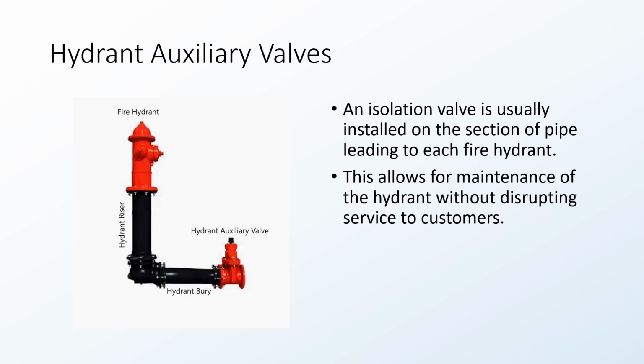Another type of valve you might see is a hydrant auxiliary valve. So when you see fire hydrants as you drive around wherever it is you live, pay close attention to the road itself. You might be able to see a valve lid that would indicate where the isolation valve or the hydrant auxiliary valve is. And that valve there is used just to isolate that fire hydrant if there's maintenance that needs to be performed, or when they get hit. It's nice to be able to shut that down without having to disrupt the service to all your customers.